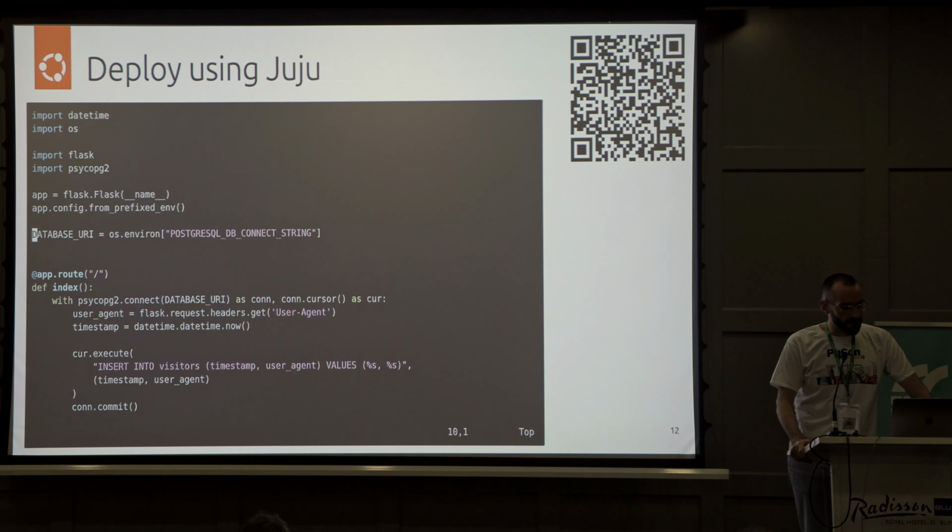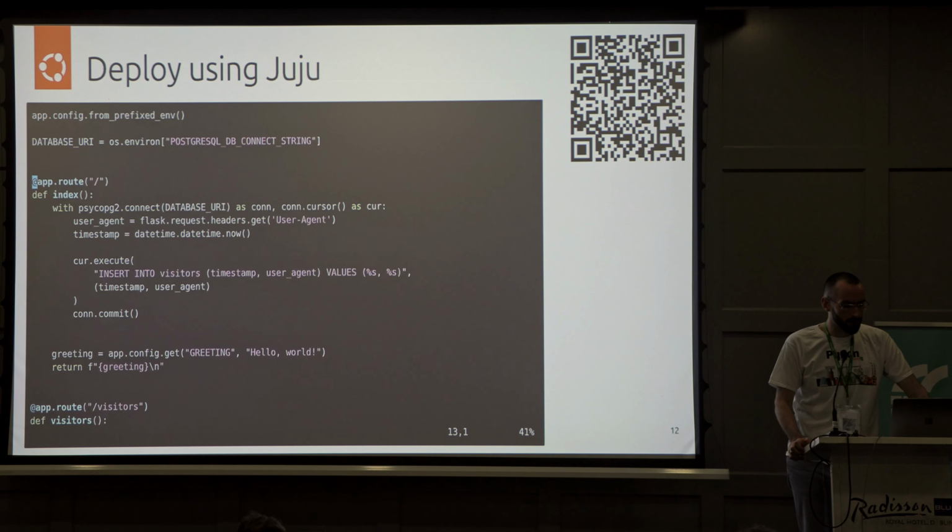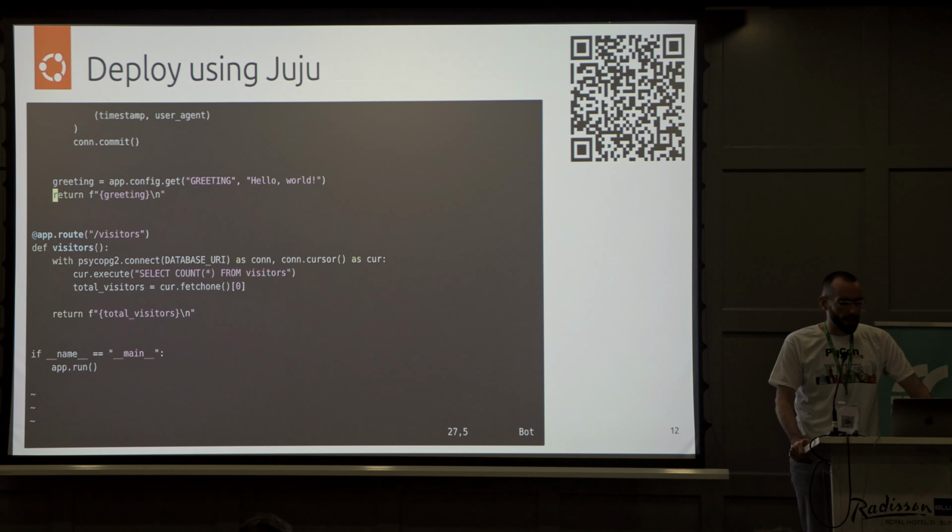And you can see here in this database UI, the way that you get the database credentials injected from the tooling that we've provided is as environment variables. So here is the Postgres DB connect string. And there you can see what the root endpoint is doing. It's just writing a record to the visitors table. And then the visitors route at the bottom just counts how many records there are in the visitors table and returns that number.